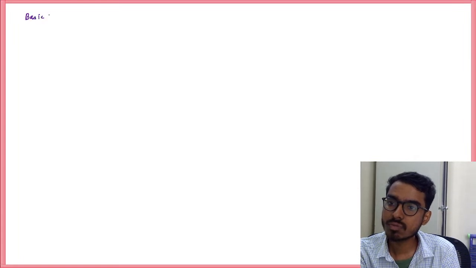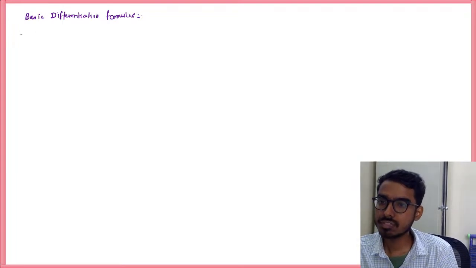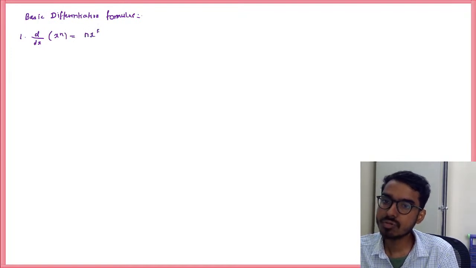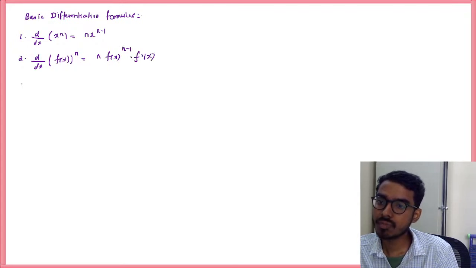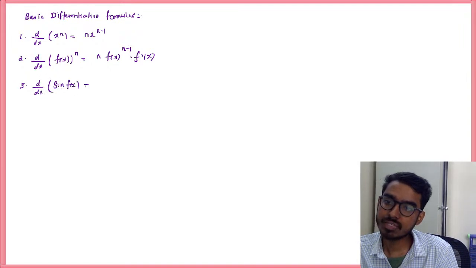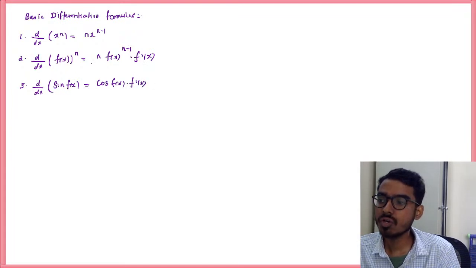Basic differentiation formulas. First is d by dx of x power n, which is n into x power n minus 1. d by dx of f of x whole power n will be n into f of x whole power n minus 1 into f dash of x, I'm using the chain rule. d by dx of a constant is 0, you know. d by dx of sin f of x is cos f of x into f dash of x.